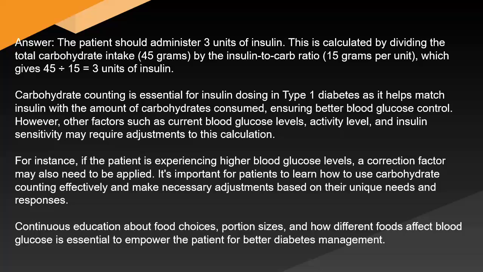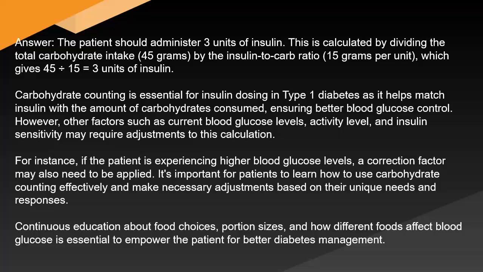This is calculated by dividing the total carbohydrate intake, 45 grams, by the insulin-to-carb ratio, 15 grams per unit, which gives 45 ÷ 15 = 3 units of insulin. Carbohydrate counting is essential for insulin dosing in type 1 diabetes as it helps match insulin with the amount of carbohydrates consumed, ensuring better blood glucose control.